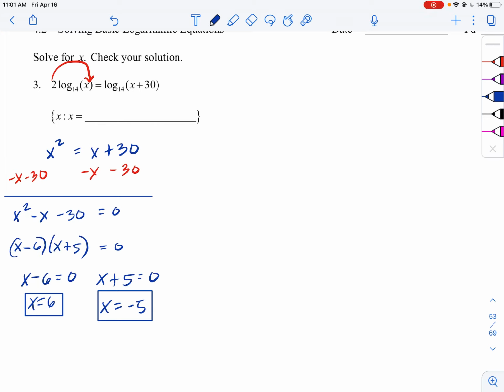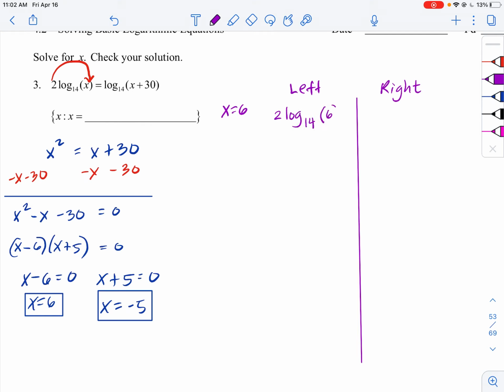And remember, we have to plug them in to see if they work. So let us plug in either one first. You can plug in negative 5 first, or you can plug in positive 6. It doesn't really matter. What matters is that you plug them into both the left and right sides. Okay, let me plug in positive 6. x equals 6. So I have 2 times log base 14 of 6.